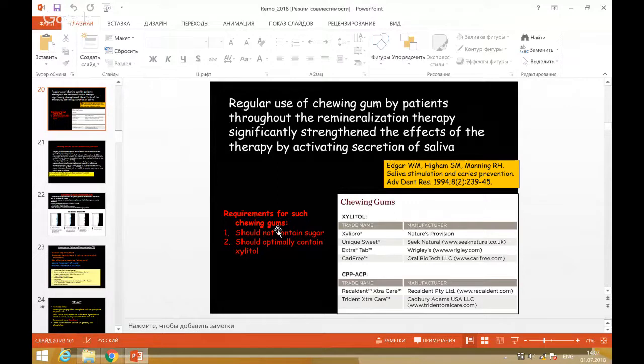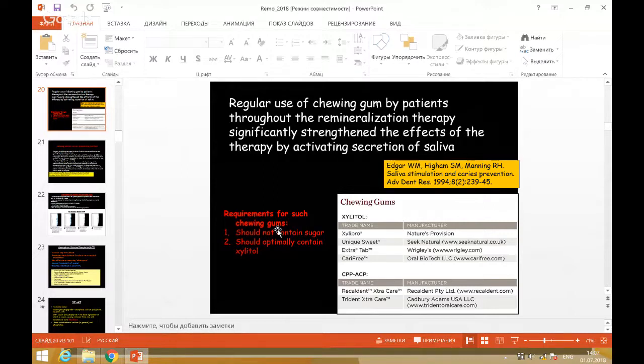And we recommend using the chewing gum just on the days when we use the remineralizing syrup, approximately 2 or 4 weeks, no more. I don't see the problem with TMG after I recommended chewing gum for my patient with remineralizing syrup.